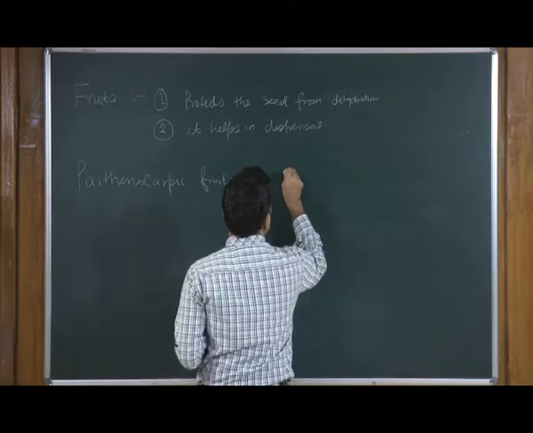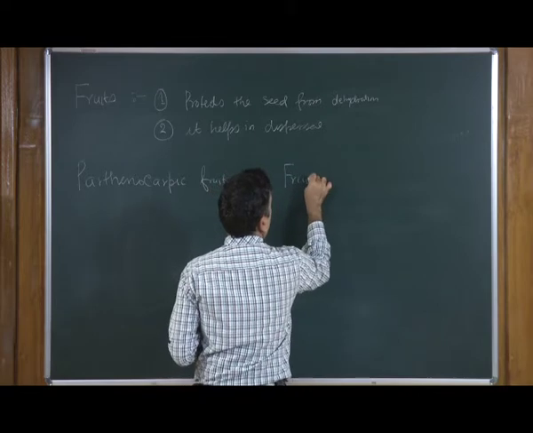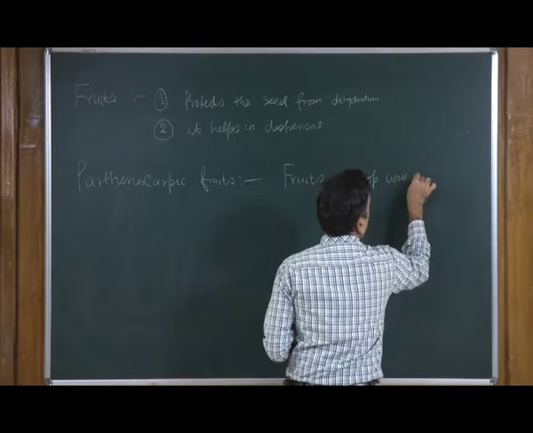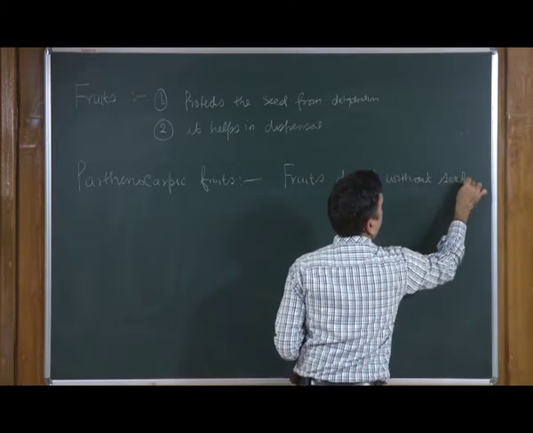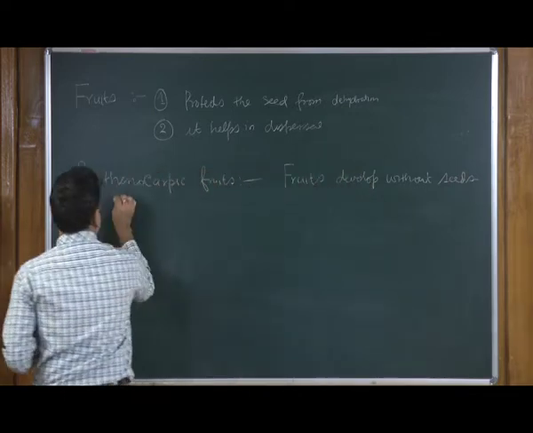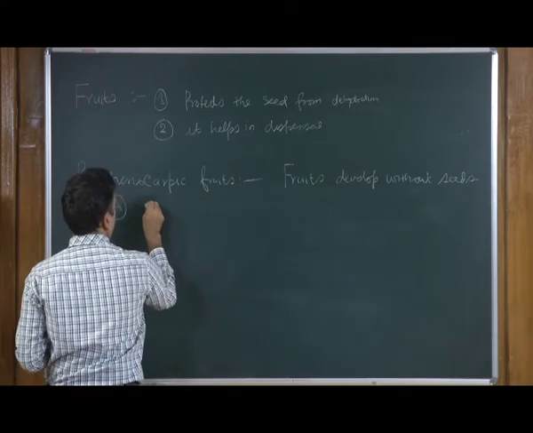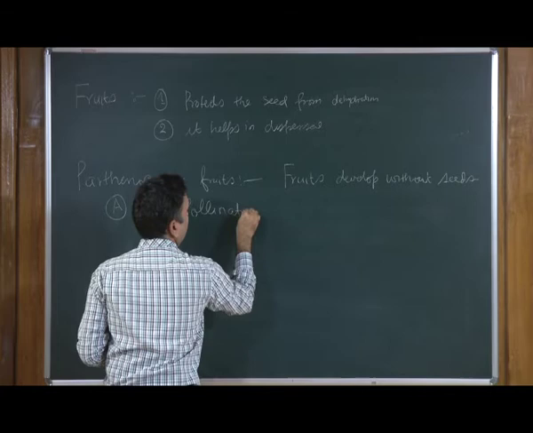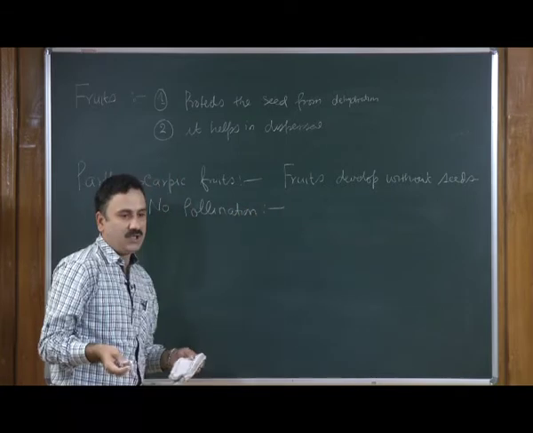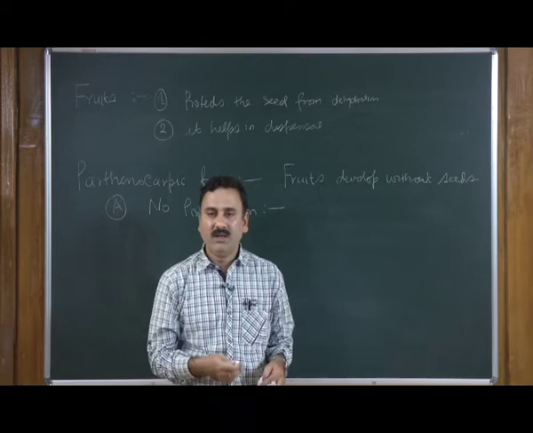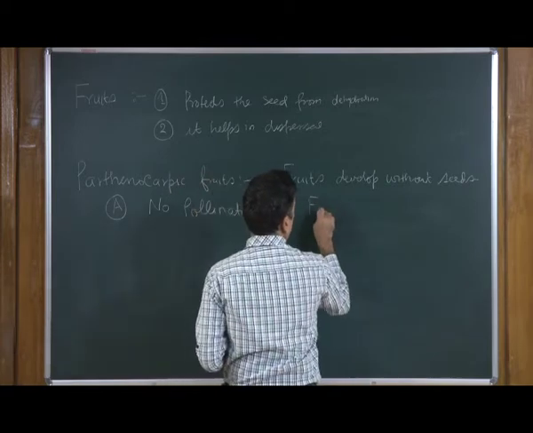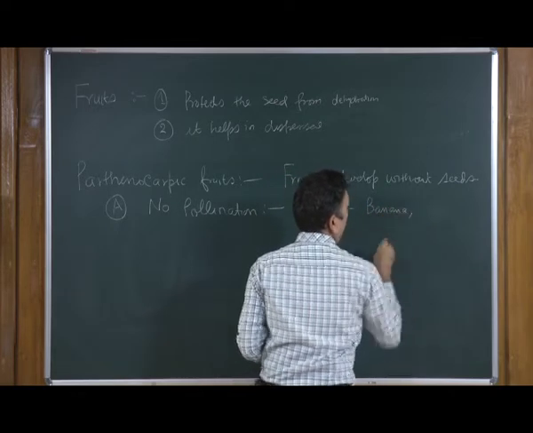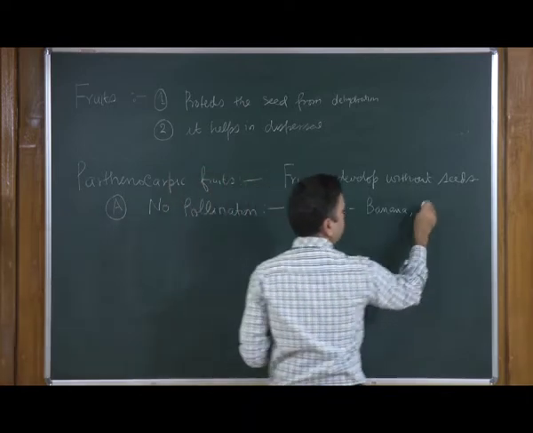So, what is meant by parthenocarpy is that fruits develop without seeds, and it can be done in three different ways. In one, there is no pollination. In this case, no pollination is happening, but the fruits are developing, and the examples are the banana or the citrus fruits.